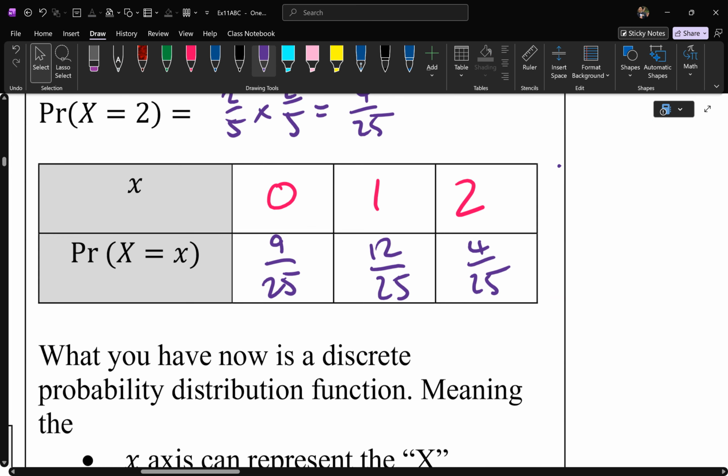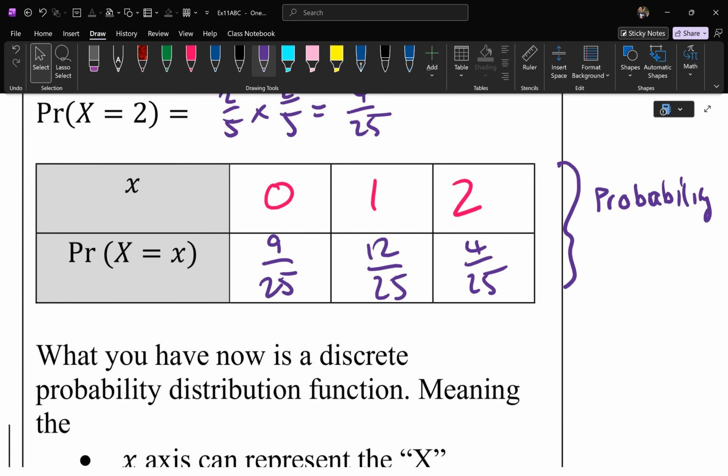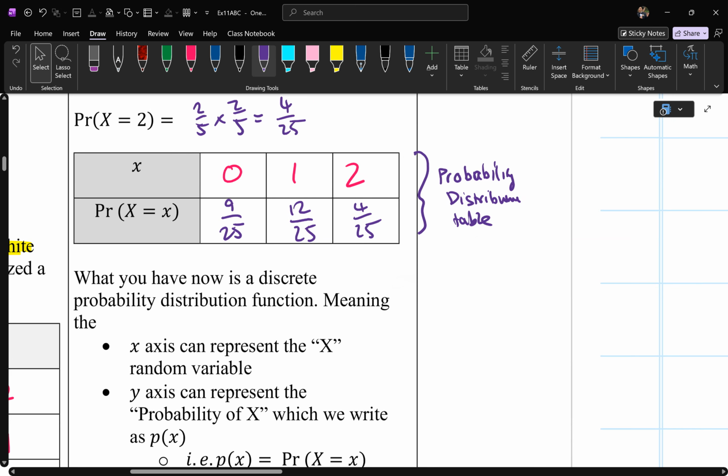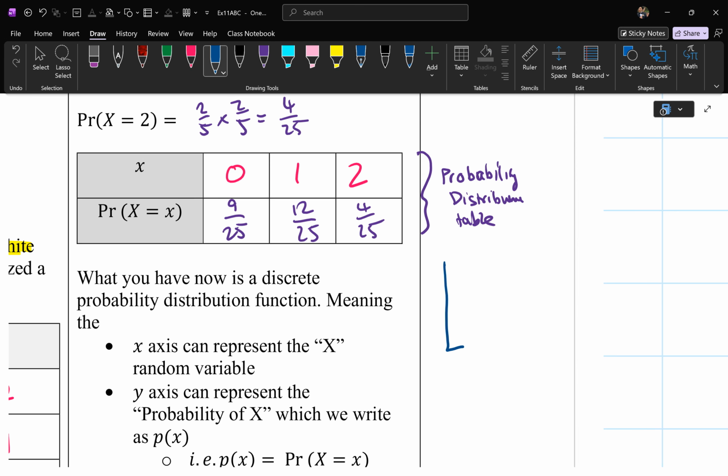So the name for this is called probability distribution table. Why is it called a probability distribution table? Because that means on your CAS, if you would type this on your spreadsheet, the x-axis now represents little x. So you got 0, 1, 2. And then the y-axis now represents probability. So you can actually visualize what the distribution looks like.